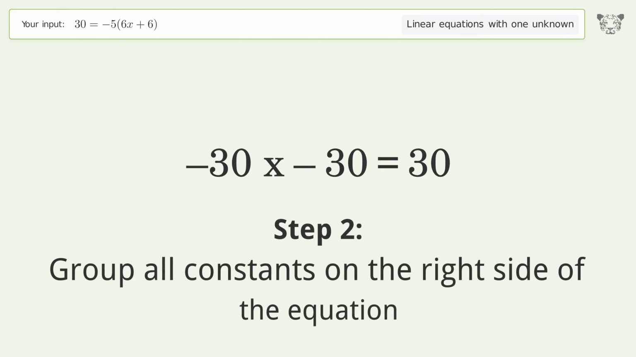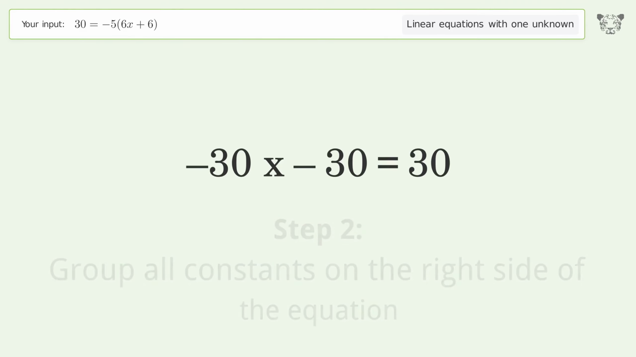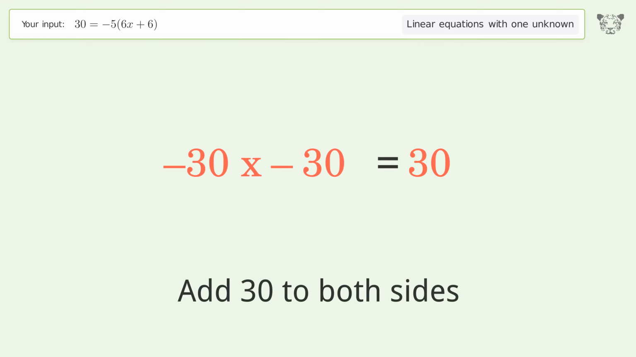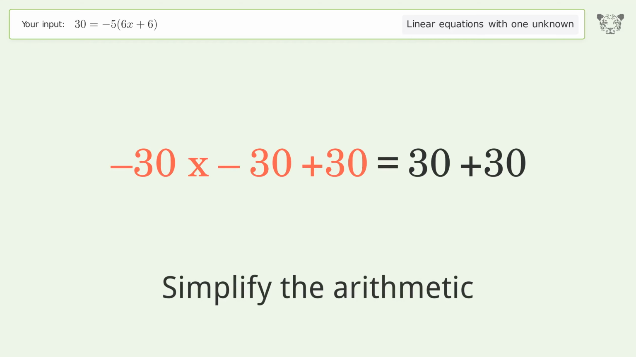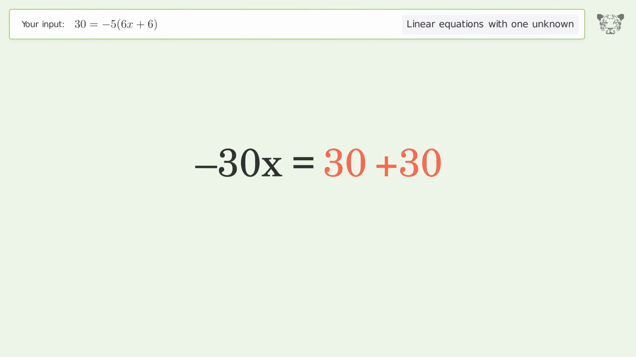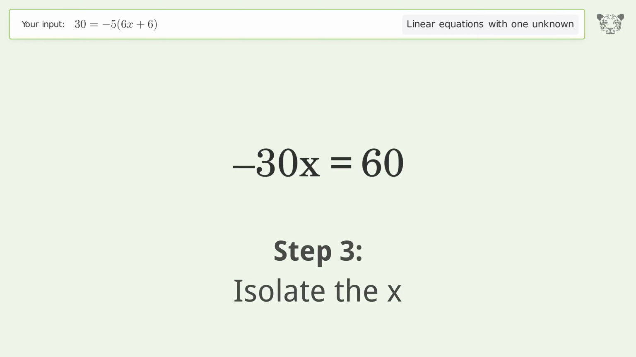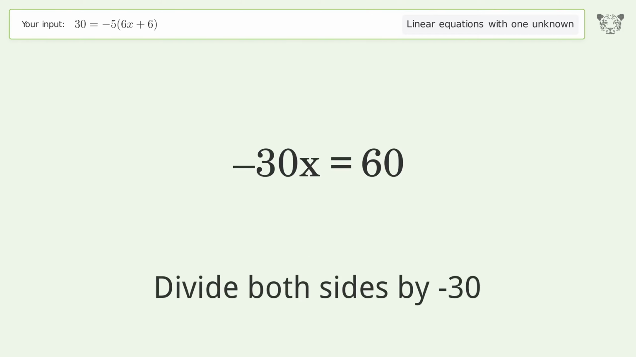Group all constants on the right side of the equation. Add 30 to both sides. Simplify the arithmetic. Isolate the x. Divide both sides by -30.